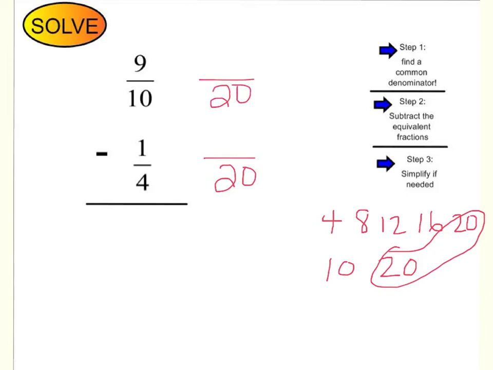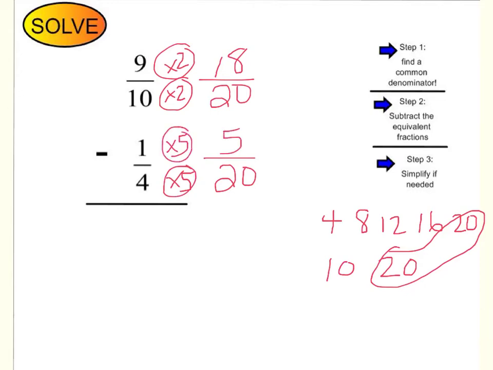of 20. So in order to get from 10 to 20, I have to multiply by 2. And as we know, what we do on the bottom, we have to do at the top. So my new fraction would be 18/20. On the bottom, 1/4, I would have to multiply by 5, so I would get 5/20.